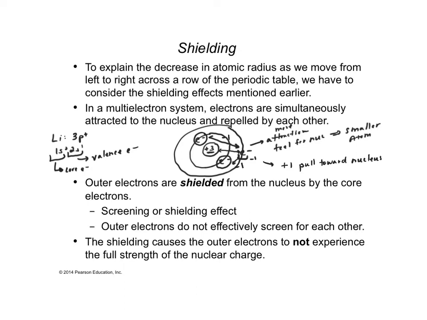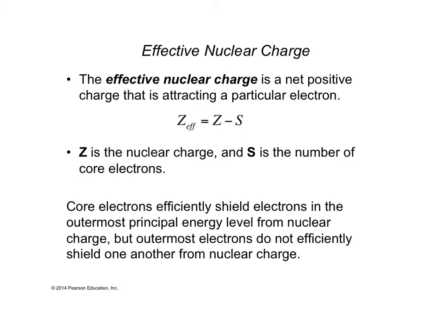Okay, so that's kind of nice. That's going to define how we're going to be looking at these. We can actually quantify this pull towards the nucleus by something that is called effective nuclear charge. So how are we actually going to quantify this effective nuclear charge? We have a nice little equation for it.